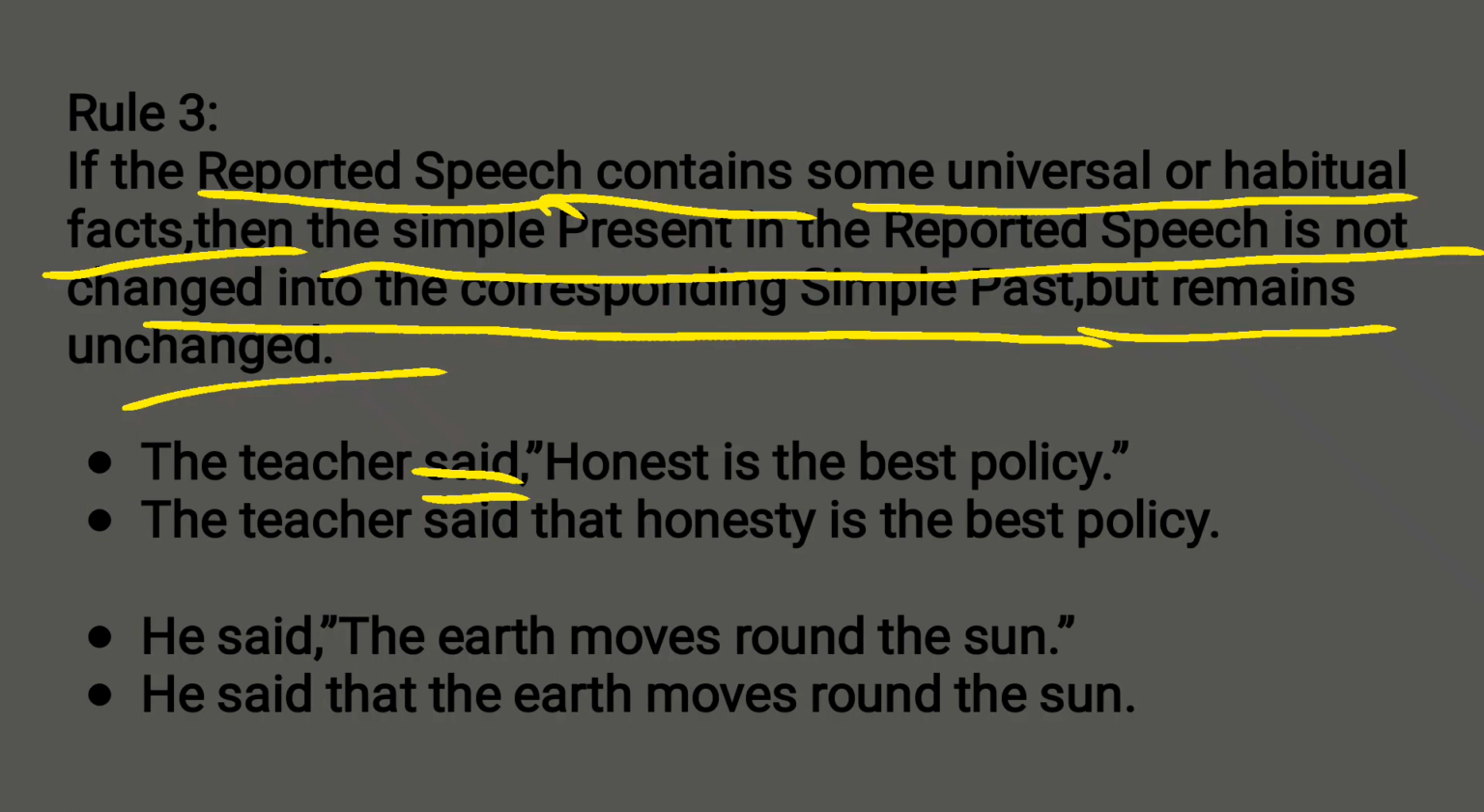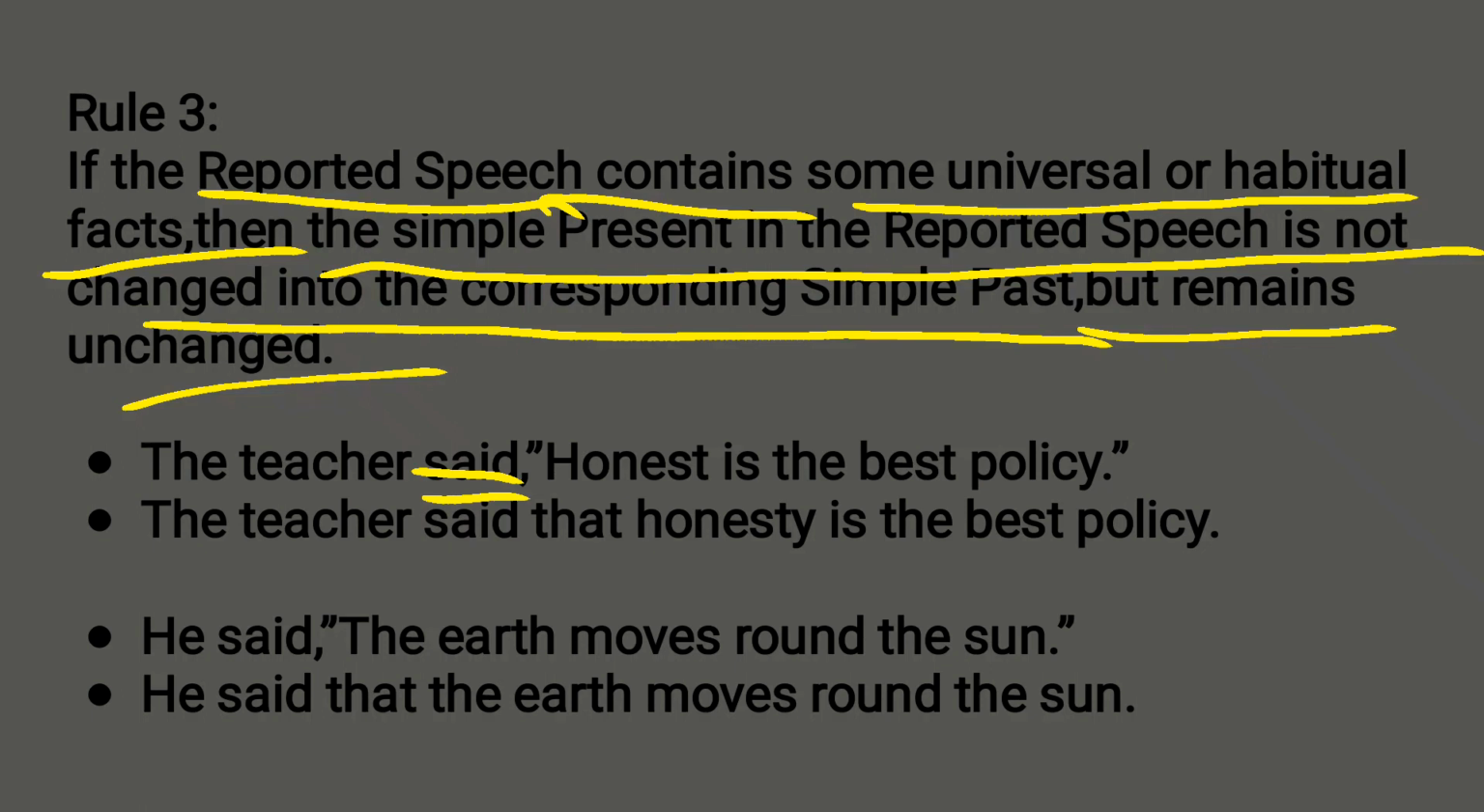Although the example is similar to the rule number 2, honesty is the best policy is a quotation or a universal truth. So these are the words which are being used as a quotation. Universal truth. Honesty is the best policy. The earth moves around the sun. These are some habitual facts which do not change. The earth moves around the sun is a habitual fact, and honesty is the best policy is a universal truth. Yes or no? We follow these rules. Okay.